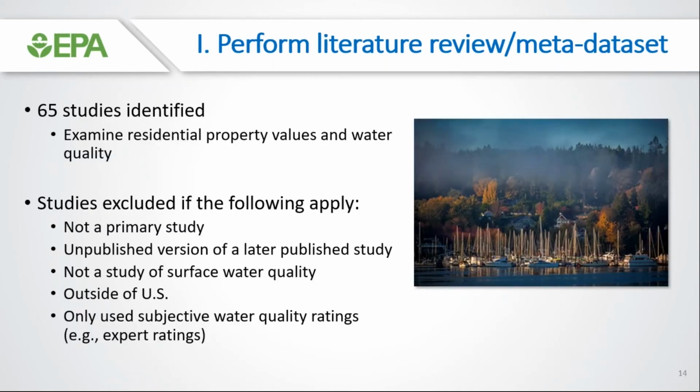So step one is the literature review. And for our literature review, we identified 65 studies that examined residential property values and water quality. We excluded 29 of those studies for the reasons listed on the slide, including the study examining groundwater quality, not surface water quality, or being outside of the US. Next slide.